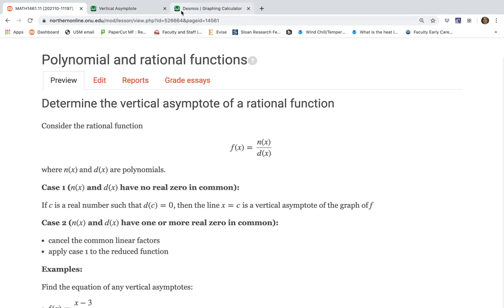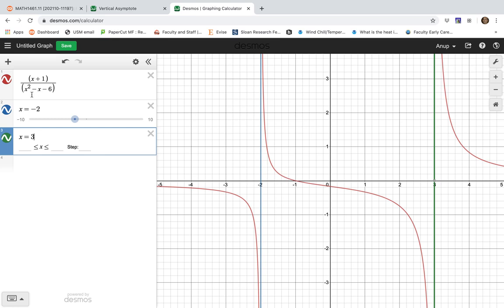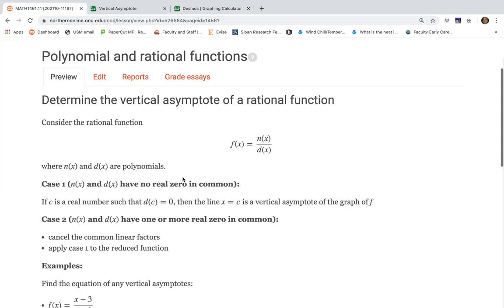So you can see in this particular example, the denominator polynomial is 0 at x equal to -2, right? That's why, as we have seen on the graph, x equal to -2 is the vertical asymptote.